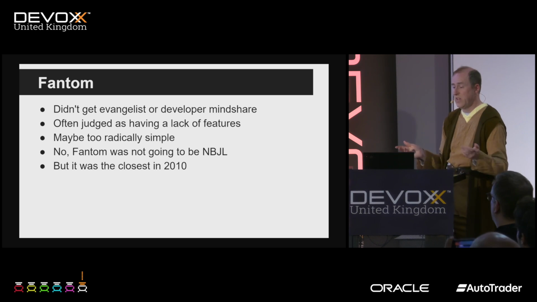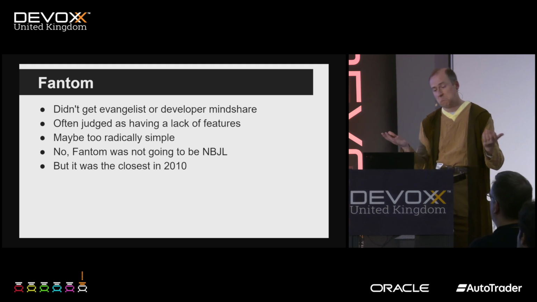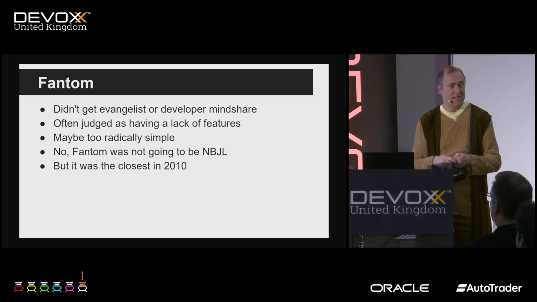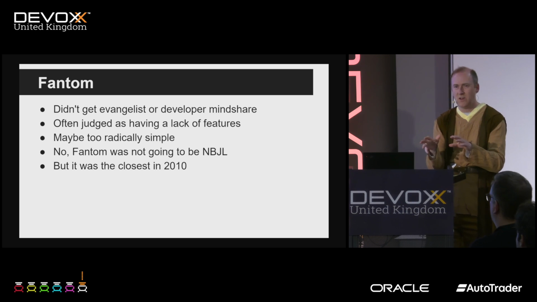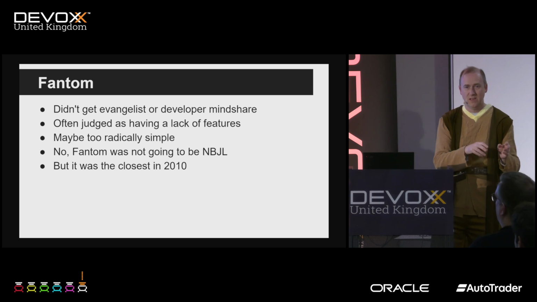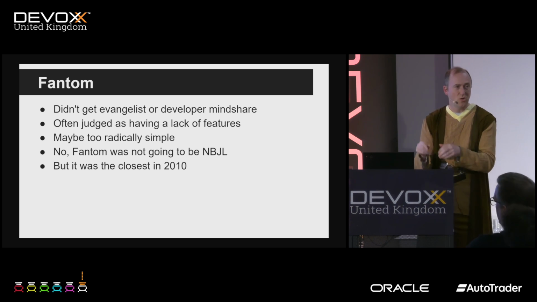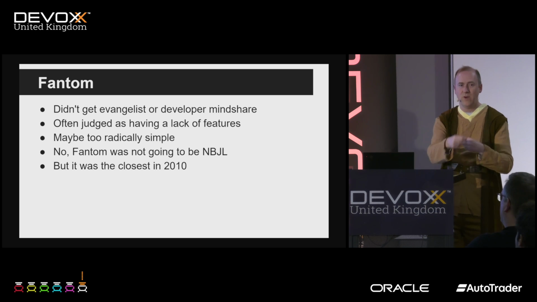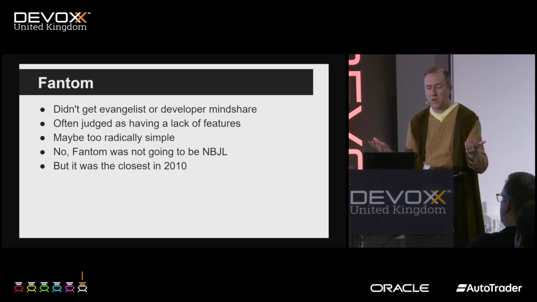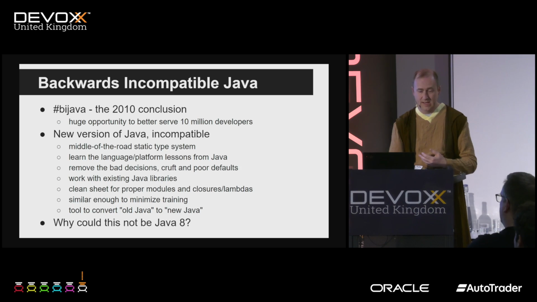But no, it didn't get evangelistic mindshare. It didn't get developer mindshare. You could view it as a lack of features because people seem to want generics. Perhaps too radically simple. Remember, I went back at the start and I focused on the fact that Java took stuff away from C++. And in many ways, that's exactly what Phantom did. It looked at Java and it took lots of stuff away before adding on some new stuff. But no, it wasn't going to be the next big JVM language. It was perhaps the closest we had.